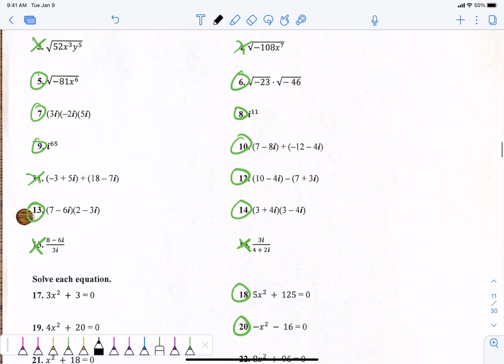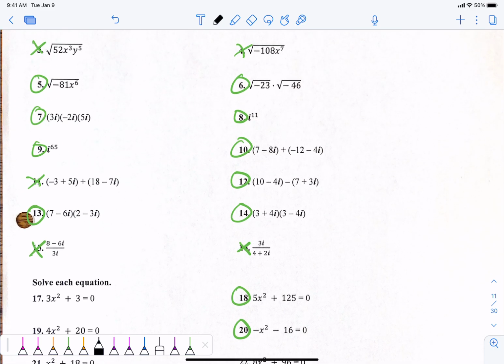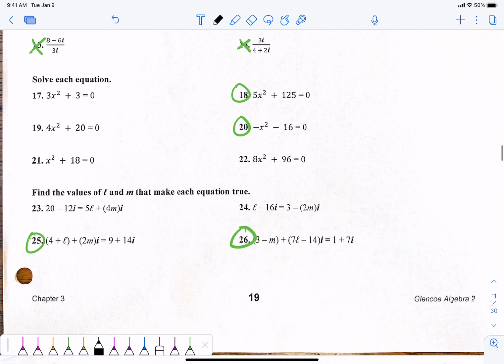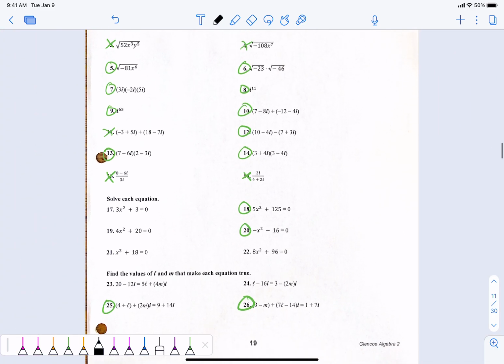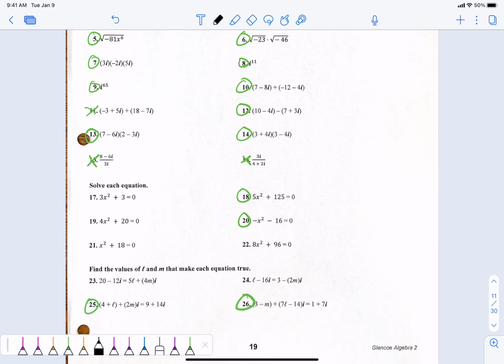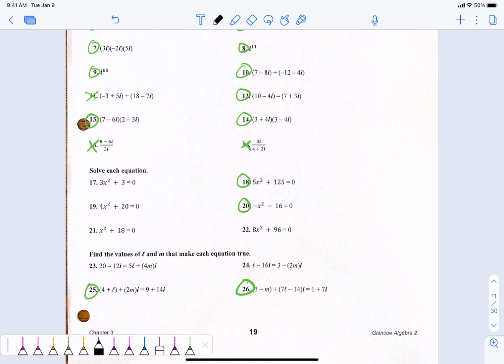Wait, do you do 12? Yes, you do 12. Okay? On the bottom, just do 18, 20, 25, and 26 out of those sets. 18, 20, 25, 26.